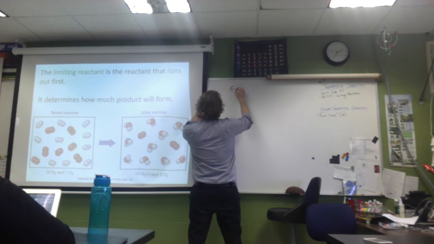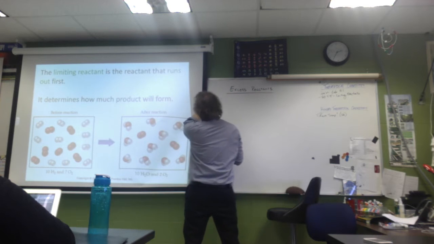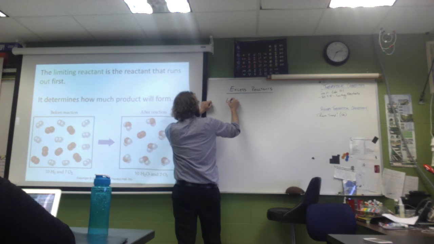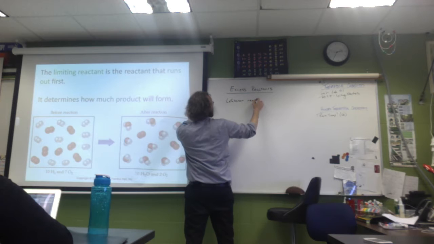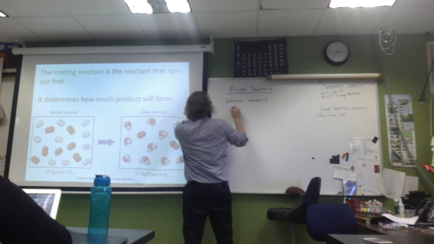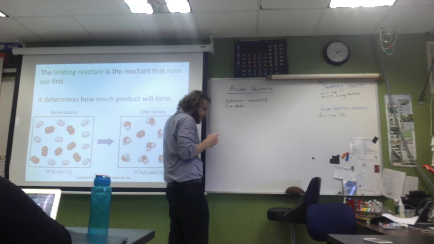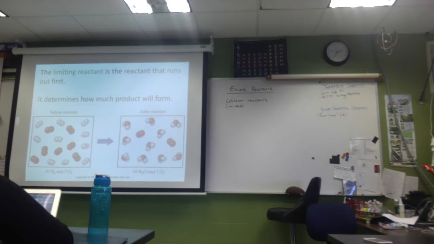Well, we should probably talk about excess reactants then. If limiting reactants are the reactants that run out first, what does that mean for the excess reactants? These are the leftover reactants. We could also call that the unused reactants. This is the substance that you have in excess or an abundance of. You're not going to use it all up.